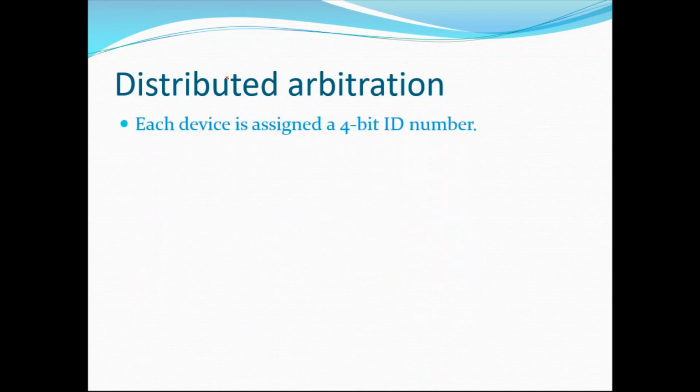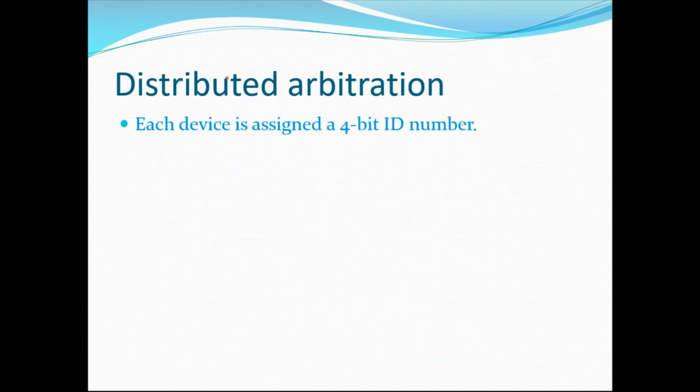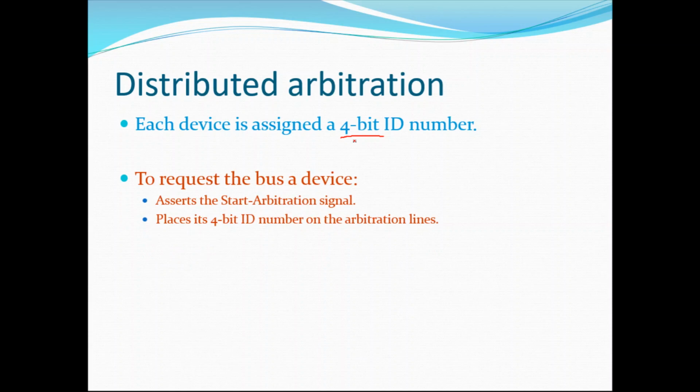Next, let us see how the distributed arbitration technique works. With the distributed arbitration technique, each device will have a 4-bit ID number. All the devices who want to become the bus master will be involved in a selection process. At the end of the selection process, one of the devices will become the winner, and that device will become the bus master. Let us discuss it with the diagram, then it will be very clear.